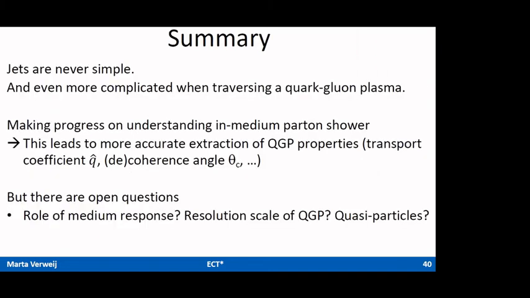Then, okay, jets are really never simple. Yes, it's a zero, so that's good. And it gets really much more complicated when you are in the quark-gluon plasma, because we have so many mechanisms affecting our parton shower that we have to deal with.